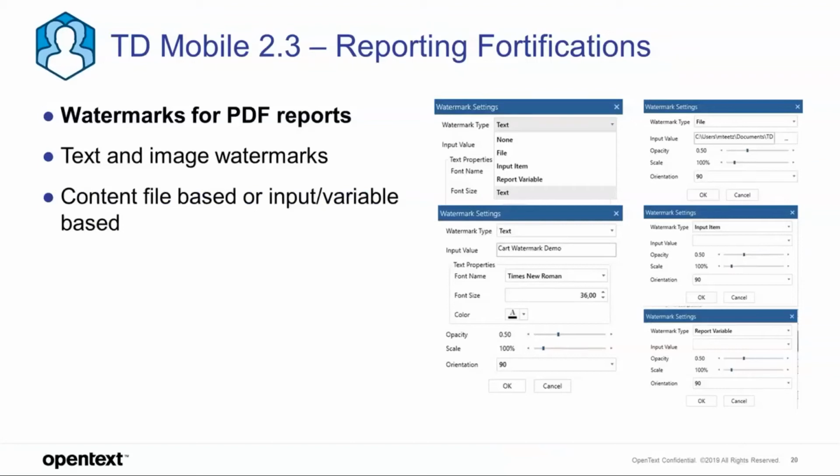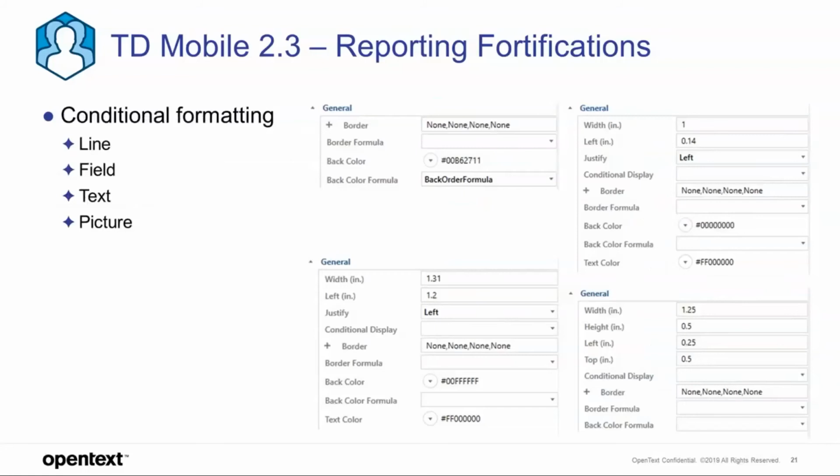You can now use watermarks for PDF reports. You can use text and image watermarks. The content can be file-based or it can be coming through an input variable. And you can see there we have many formatting options. You can set an opacity, an orientation, a size. So many things that you can do with these watermarks, and design the watermarks just as you need them on your report pages.